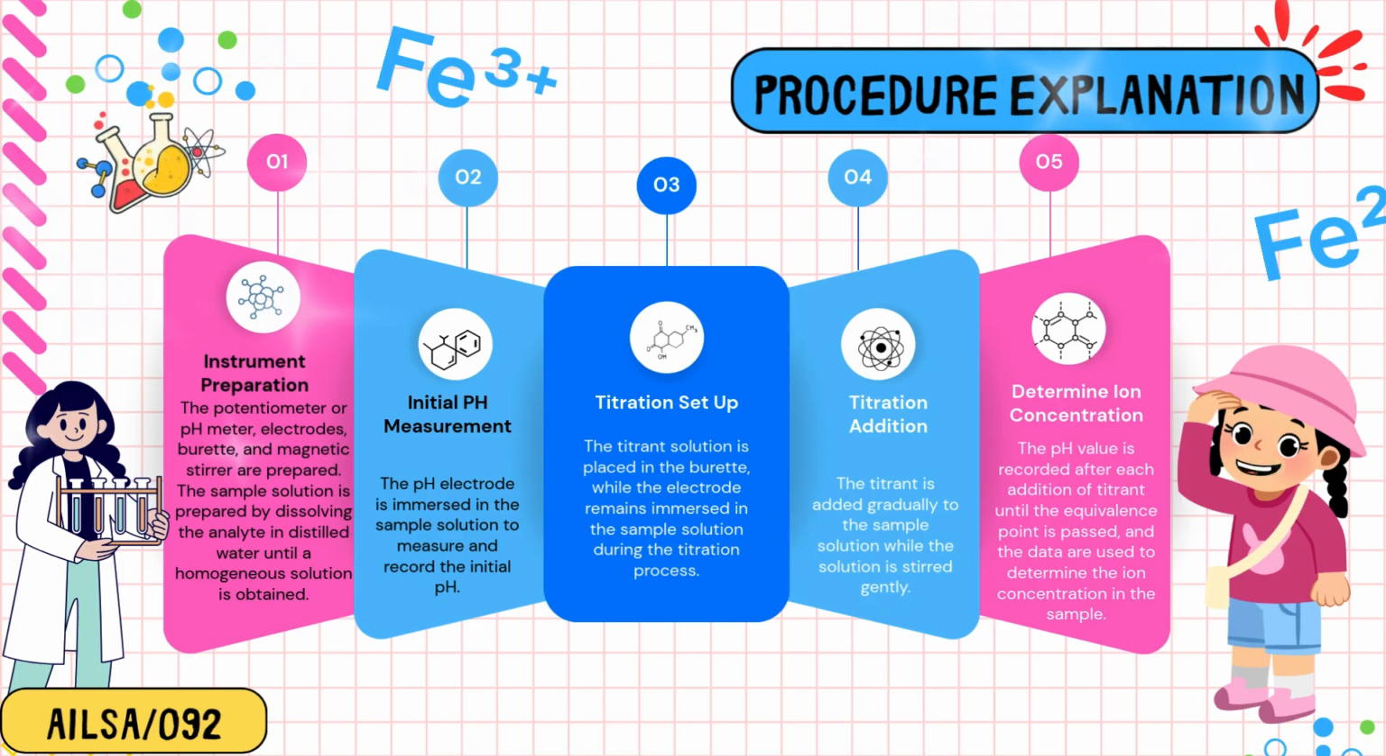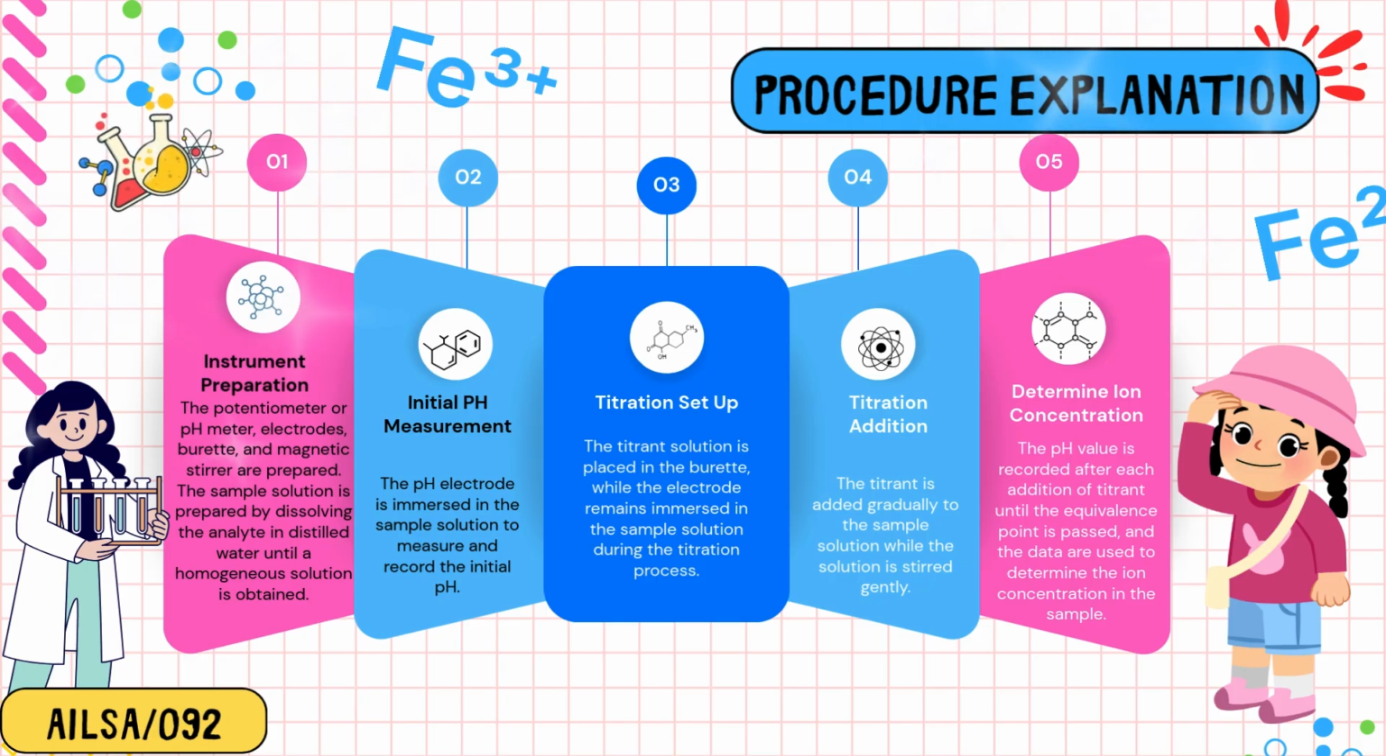For step 2, initial pH measurement. The pH electrode is immersed into the sample solution to measure and record the initial pH value. For step 3, titration setup. Then the titration solution is placed in the burette while the electrode remains immersed in the sample during the titration.